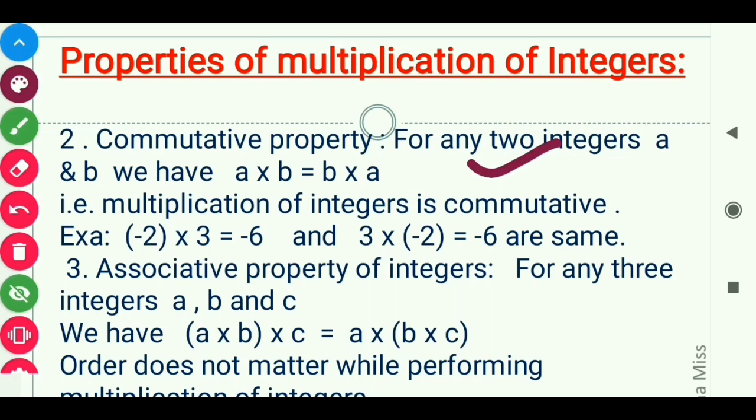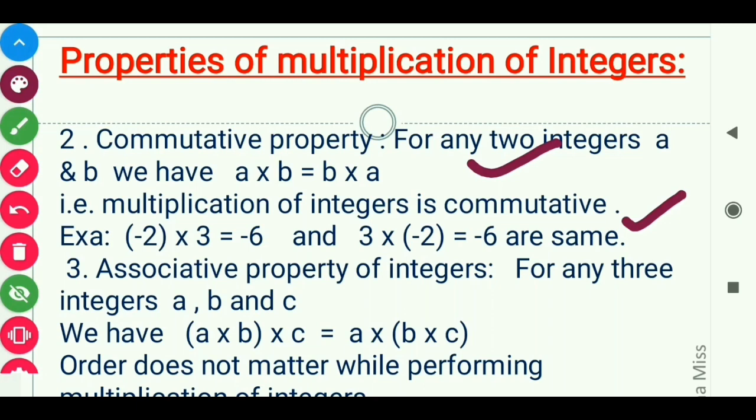You can see this example. I have multiplied minus 2 with 3. I got a product of minus 6. And when I change the order of multiplication, suppose I multiply 3 with minus 2, again I will get minus 6. The product in both examples is the same. That means the order of multiplication does not give any false result. It will always give you accurate products.